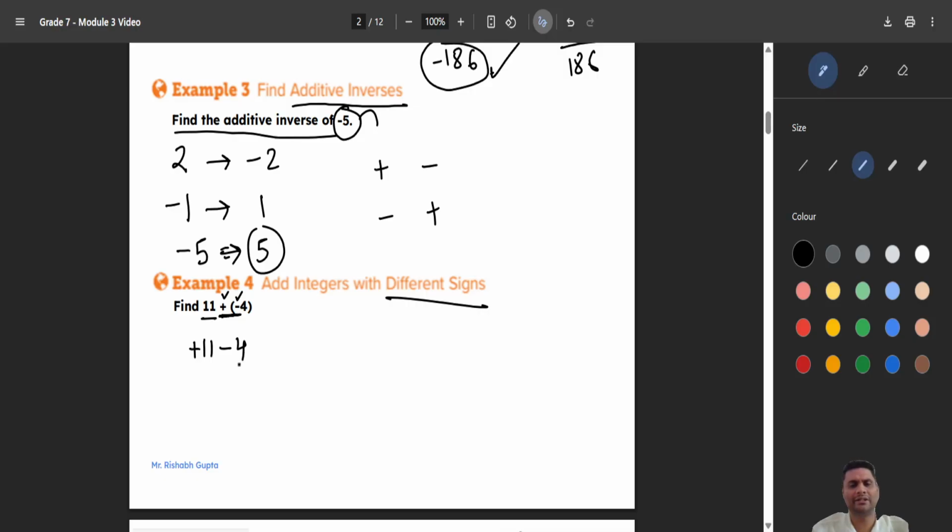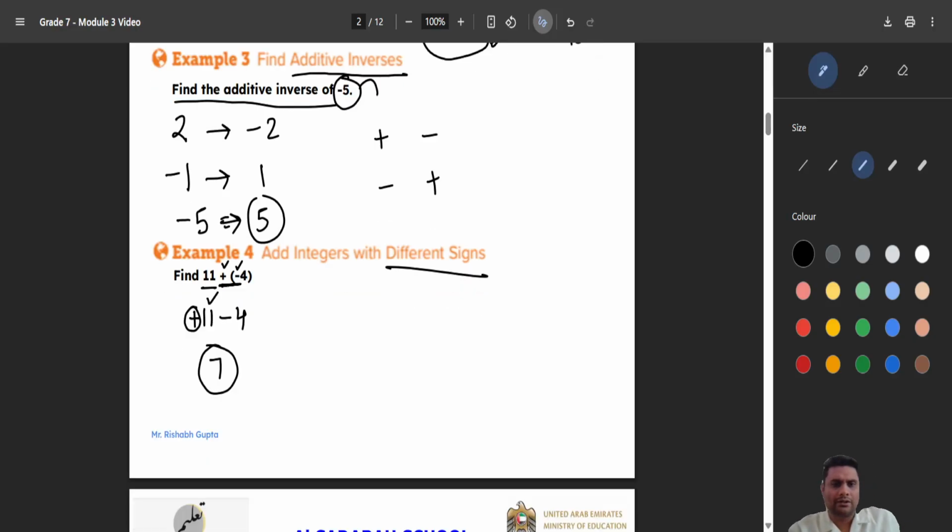Different sign. Different sign means minus. 11 minus 4, 7. Now check the bigger number. Bigger number has plus. So this will remain plus. No need to write plus here. If you do not write anything, this is positive only. Plus only. Okay.